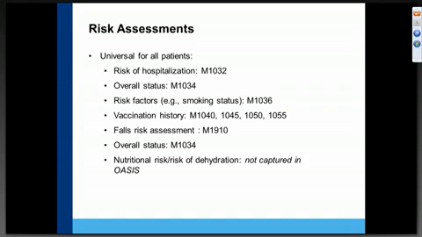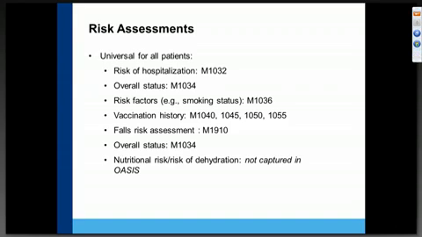Universal for all patients, and these are things we do in OASIS, which give us, again, some sense of what the risks are. We look at risk of hospitalization, which is one of the OASIS items, and some of the things that are listed in that item: recent decline in mental, emotional, or behavioral status, history of multiple hospitalizations, history of falls, 5 or more medications, frailty indicators, anything else. There's an other category there.